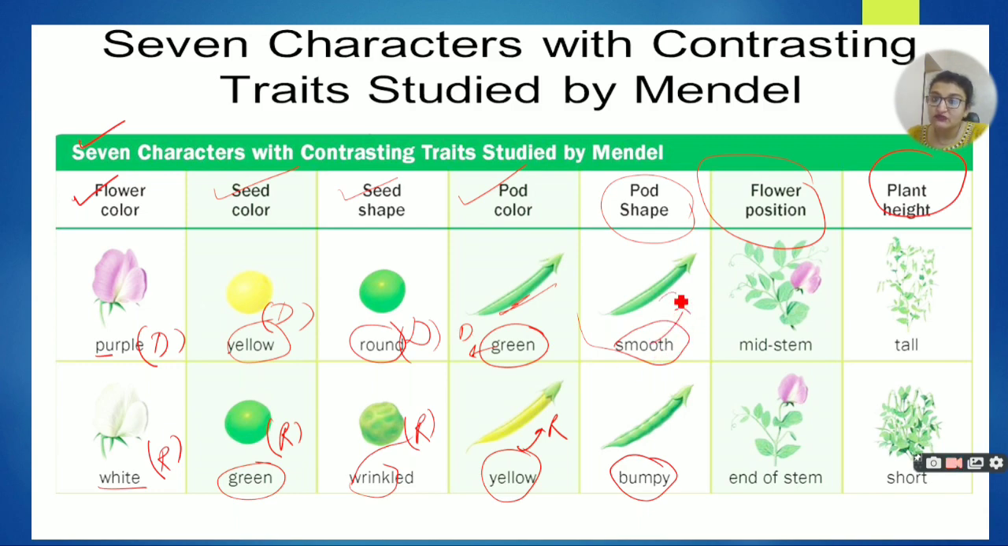When we talk about the pod shape, the smooth one is the dominating, whereas the bumpy or the constricted is the recessive. When we talk about the position of where the flowers could be present, the mid or the axial is the dominating one, and the end or the terminal one is the recessive one. The last important character was tall and dwarf. Tall is the dominating character and short or the dwarf one is the recessive character. So while doing the cross of any of these pea plants, one needs to keep in mind which character is dominating and which character is recessive.